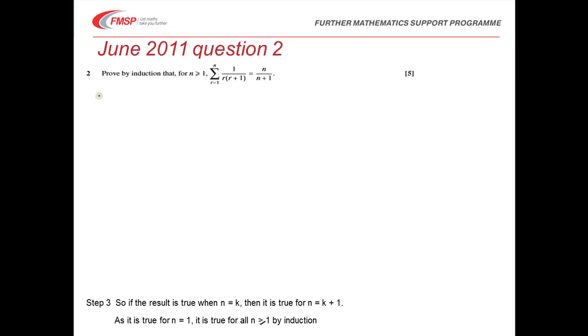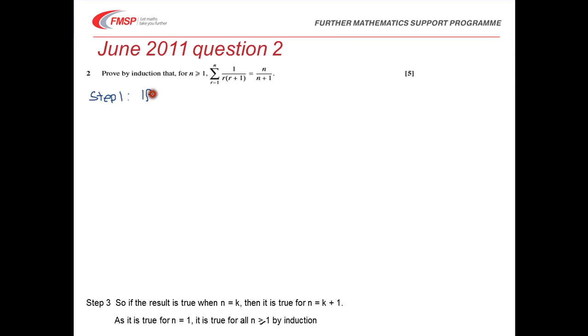There are 3 steps that we've got to go through when we do a proof by induction. First of all, we need to establish what we call the basic case. That I'm going to call step 1, and that means we need to prove that it is true right at the beginning when n equals 1.